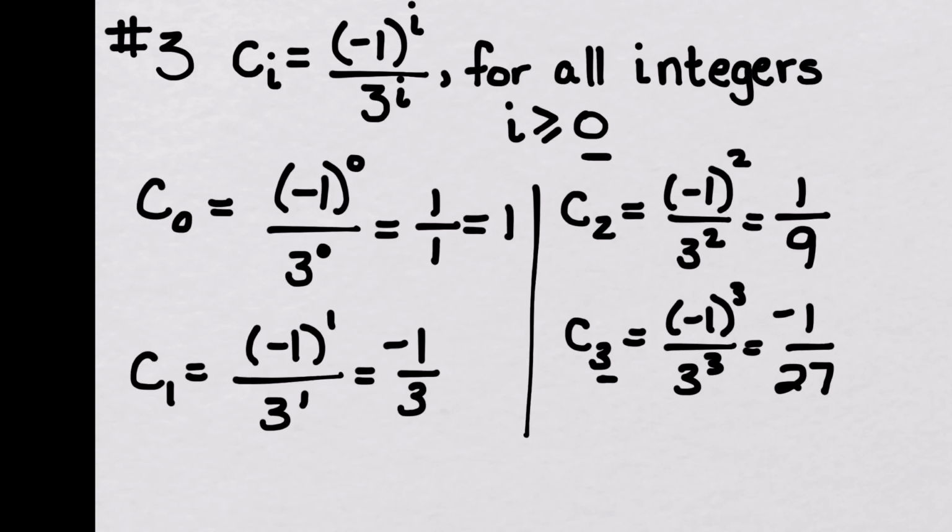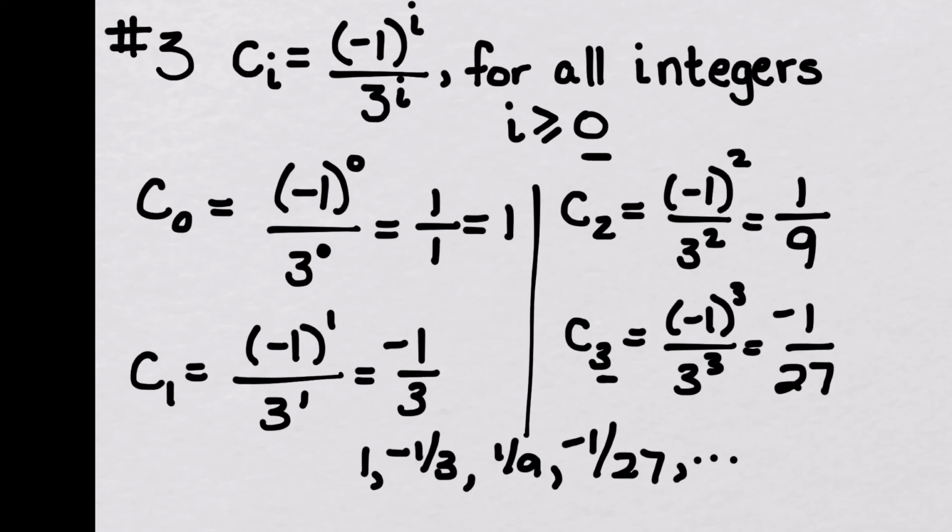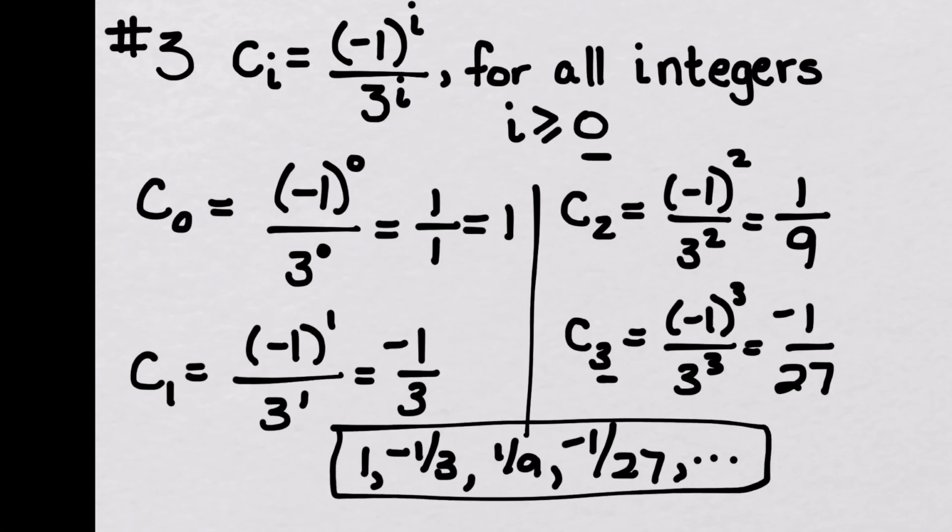And so my sequence, first four terms, is 1 comma negative 1/3, comma 1 over 9, comma negative 1 over 27. And this would continue on, but this is the first four terms. That's what was asked for. And that's my final answer.